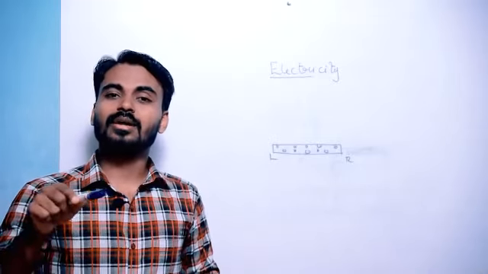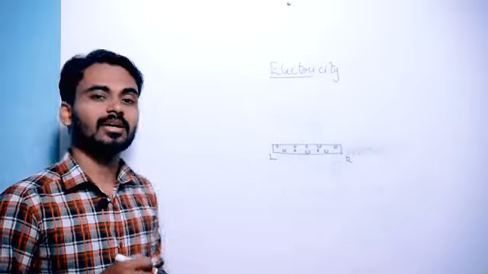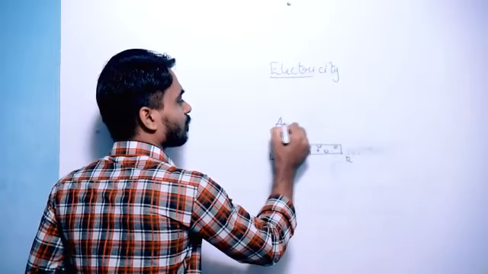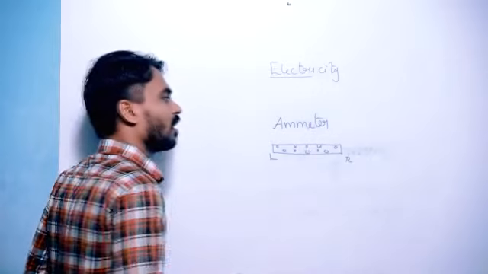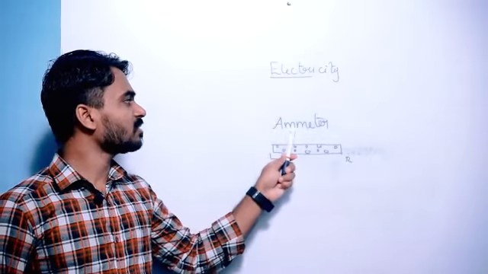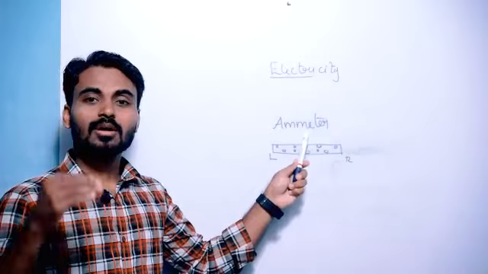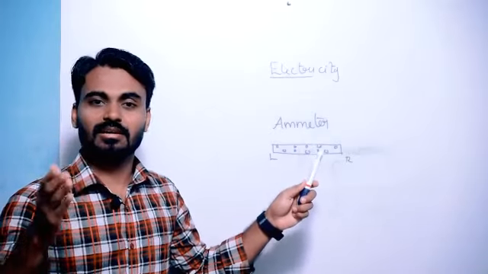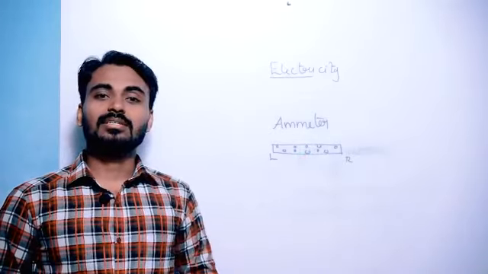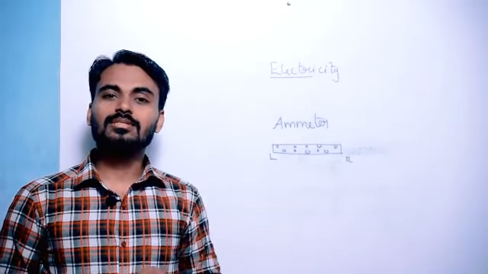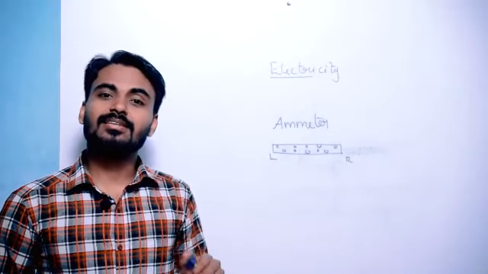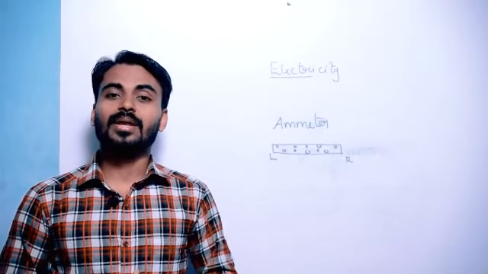The device we use to find that amount is the ammeter. Ammeter is a device used to measure electric current. Then how is this ammeter connected in a circuit? How can we connect an ammeter in a circuit?